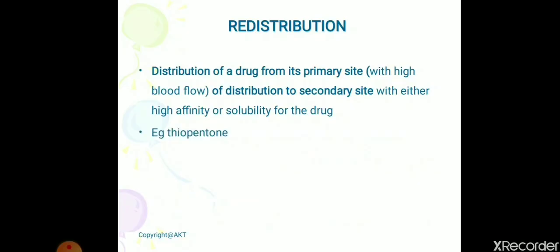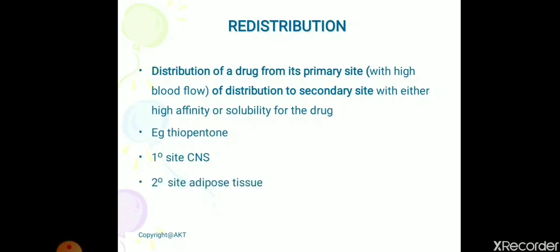See the example, thiopentone. It is a general anesthetic. All general anesthetics produce CNS depression. For producing CNS depression, the drug should be able to cross the blood-brain barrier and reach the CNS, resulting in general anesthesia. So the primary site of thiopentone is the central nervous system, because it is highly perfused. The perfusion rate to the brain is very high and the drug is highly lipid soluble, so it can easily cross the blood-brain barrier and reach the CNS.